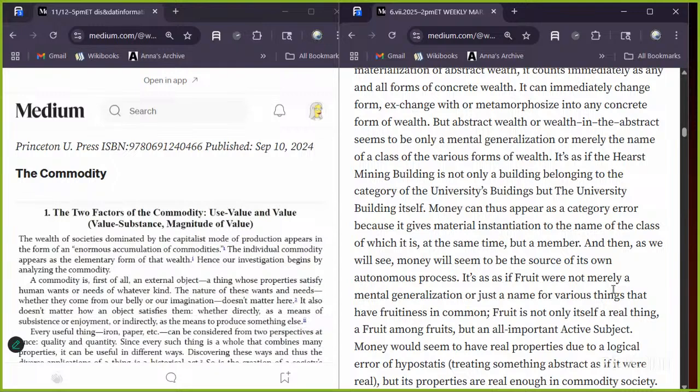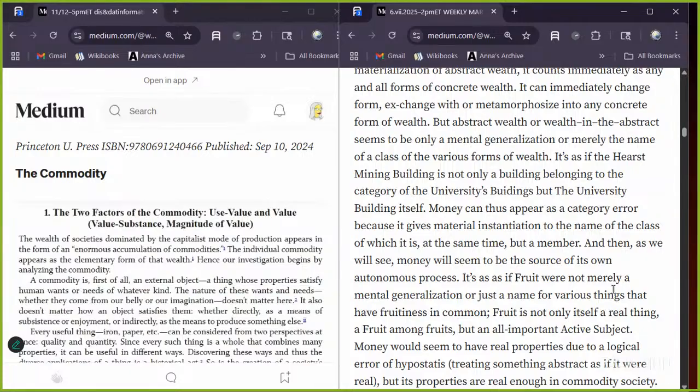The reference is, of course, I think, that it is the core of the financial essence of the university in terms of the direct control itself. Not identical to the administration building. Money can thus appear as a category error because it gives material instantiation to the name of the class of which it is at the same time but a member. And then, as we will see, money will seem to be the source of its own autonomous process.